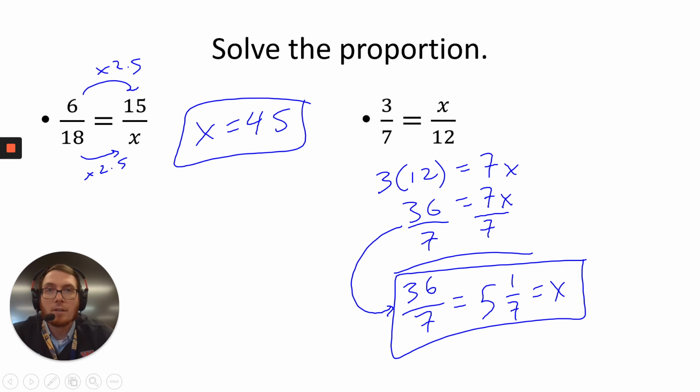That's the answer, but that's not a nice number, not a nice integer answer. So 36 over 7 is the answer. All you have to do is make that a mixed number and you're done. You can be done at that moment. You don't have to make it a decimal necessarily in order to find that solution. So keep that in mind as you're dealing with these proportion questions.